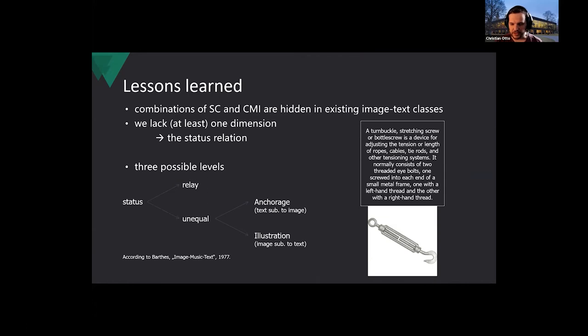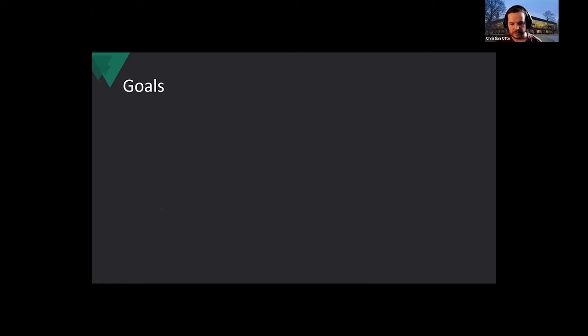For example, here you see the definition of a turnbuckle, what its components are, how it works, and how it looks. At the bottom, you can see just an example image, but the overall message is in the text. You could either dismiss the image entirely because it is pretty much all in the text, or you could replace it with something different. It is replaceable.